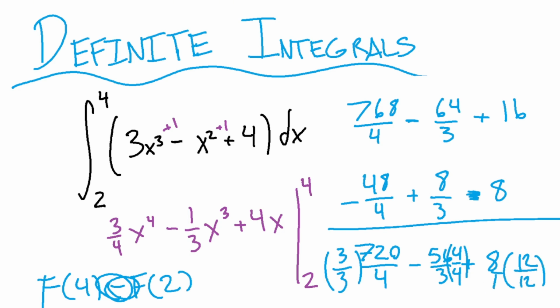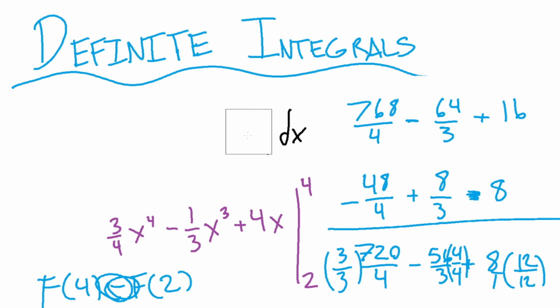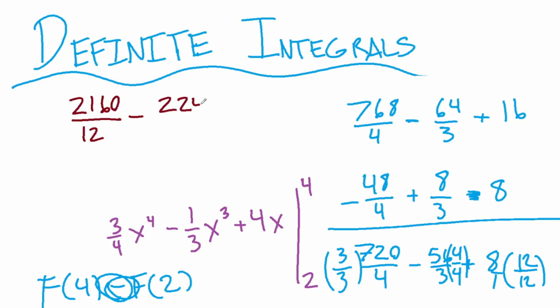If we do that math, we have 720 times 3 equals 2,160. I'll erase the original integral so we have extra space. So we have 2,160 over 12 minus 56 times 4, which is 224 over 12. And then finally we have 8 times 12, which is equal to 96, so we have plus 96 over 12.